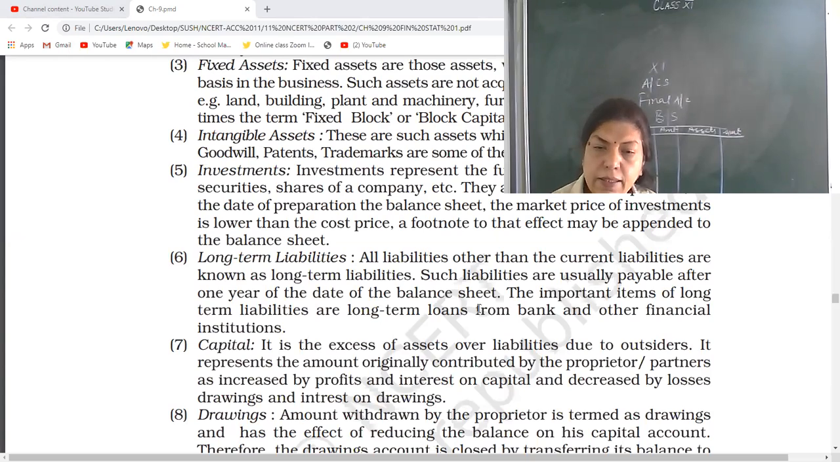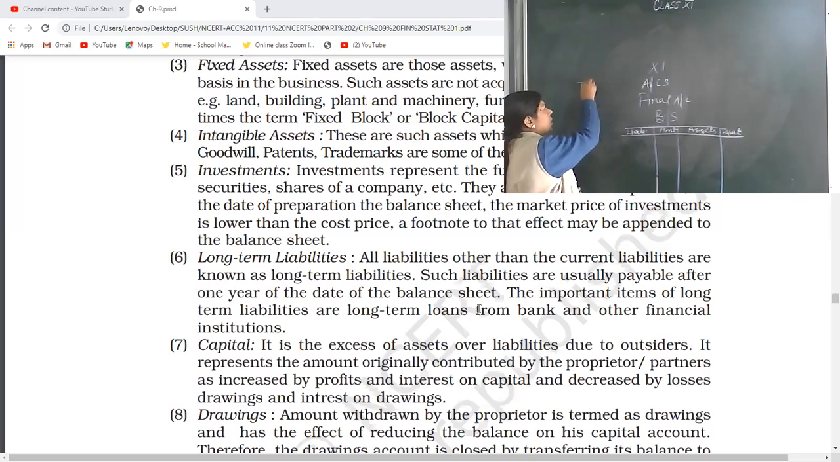Capital is the excess of asset over liabilities due to outsiders. Capital is the amount originally contributed by the proprietor to start the business, the initial investment by the business, and according to the accounting equation. Do you know the accounting equation? Total asset is equal to liabilities plus capital.